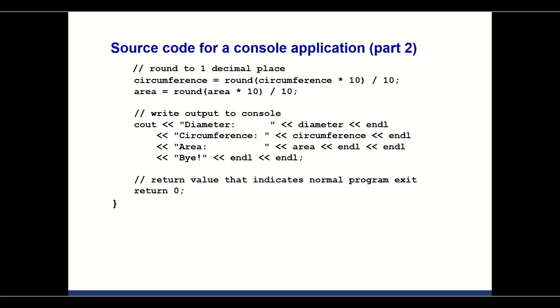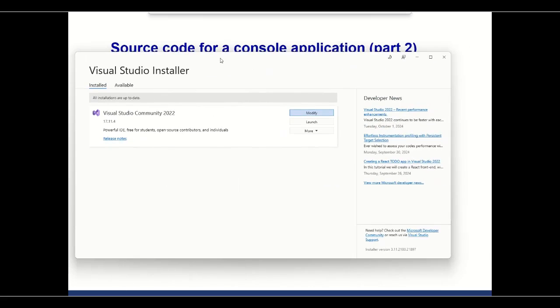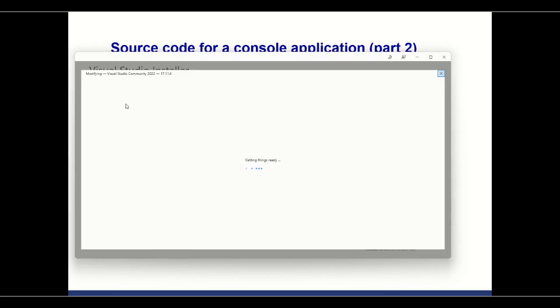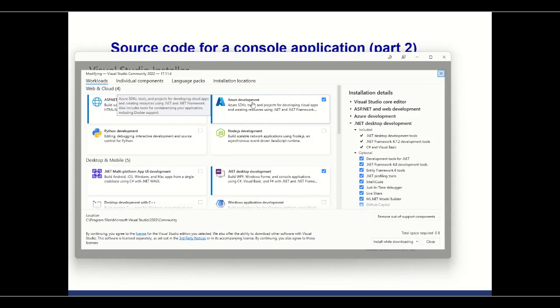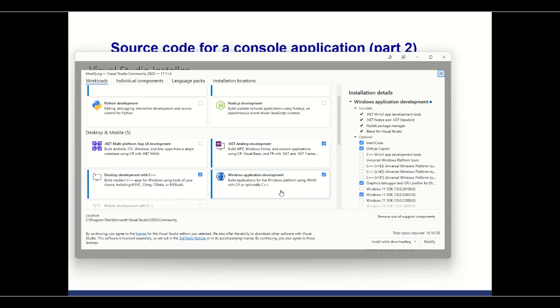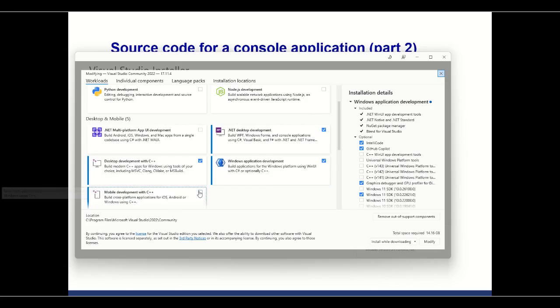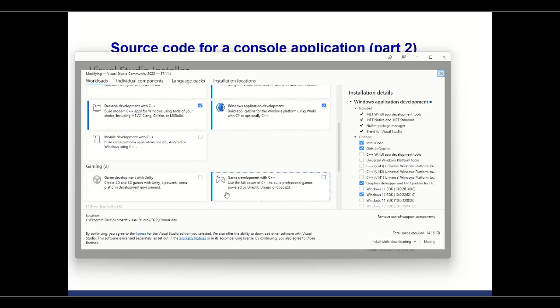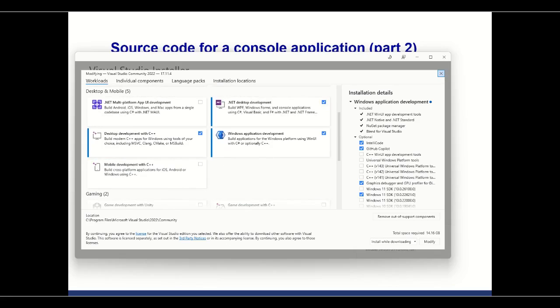What we just saw is that the installation of Visual Studio 2022 did not show any option with C++. If a similar thing happens to you, just go there and modify it. You see ASP.NET, Azure, all this stuff are checked on, but you have to check desktop development and Windows application development with C++. You don't need mobile development in this class. So check these boxes, and then click on modify.